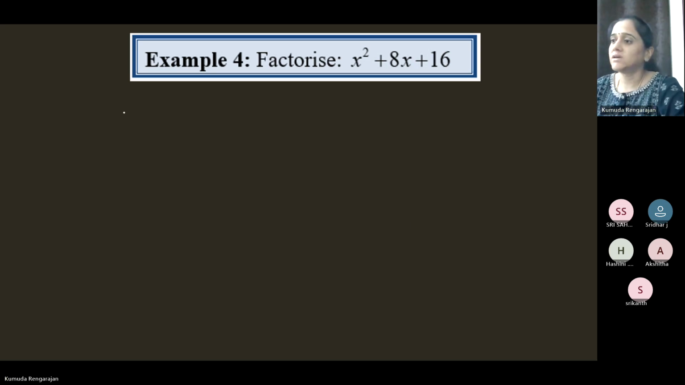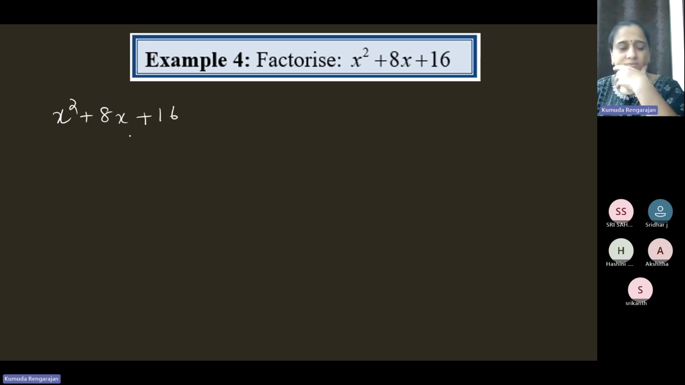Okay, ready? x squared plus 8x plus 16. Now I feel this may be of the form a squared plus 2ab plus b squared. I just have a feeling because, see, in this expression the first and last terms are perfect squares.